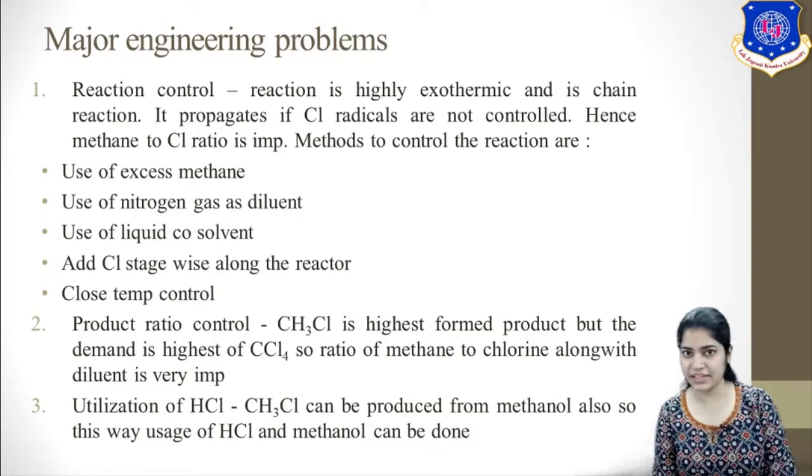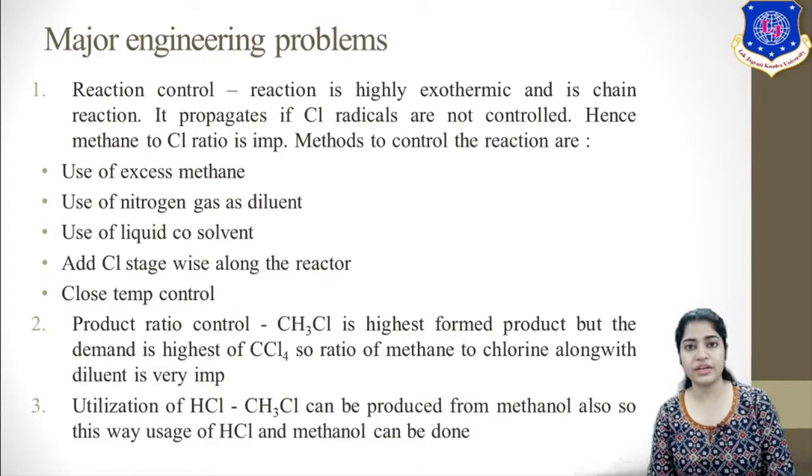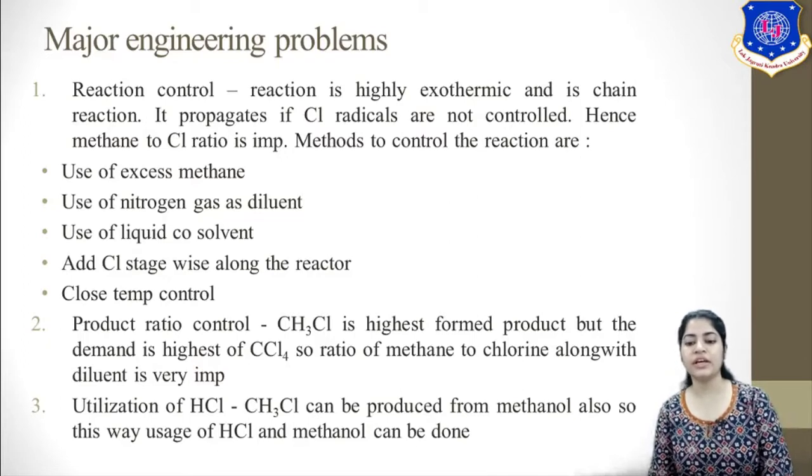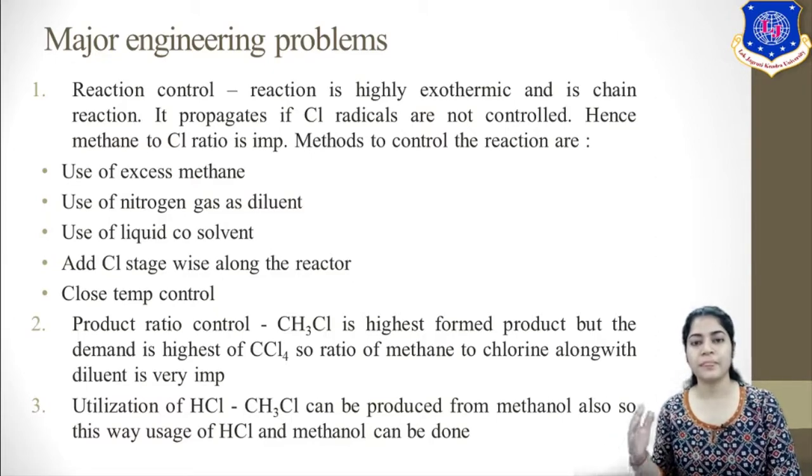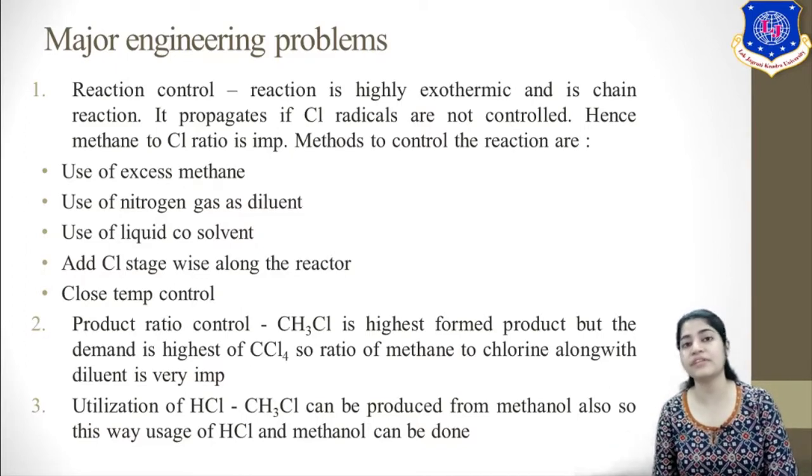As this reaction is highly exothermic and it is a chain reaction, your chlorine acts as a free radical. So you have to control this chain reaction, otherwise an uncontrollable reaction will occur. So here the methane to chlorine ratio is very important. The method to control the reaction is, first of all, use of excess methane.